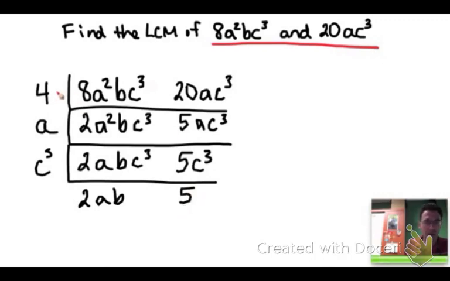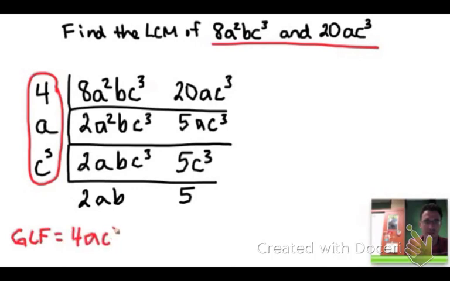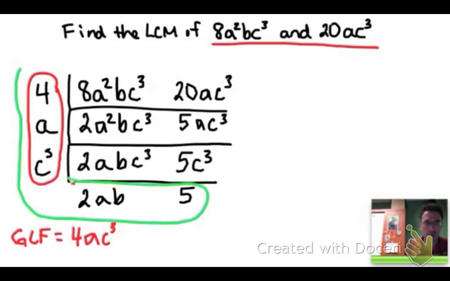So if you recall from the last lesson, the numbers here on the left actually form the GCF. So the GCF, in this particular case, I'll just write it down here as a reminder, the GCF is 4ac cubed. I get that from the numbers on the left. To find the LCM, I take those numbers on the left and include the numbers on the bottom. And if you look really closely, you can see that that actually makes the shape of an L, which I like to use as a reminder for LCM.